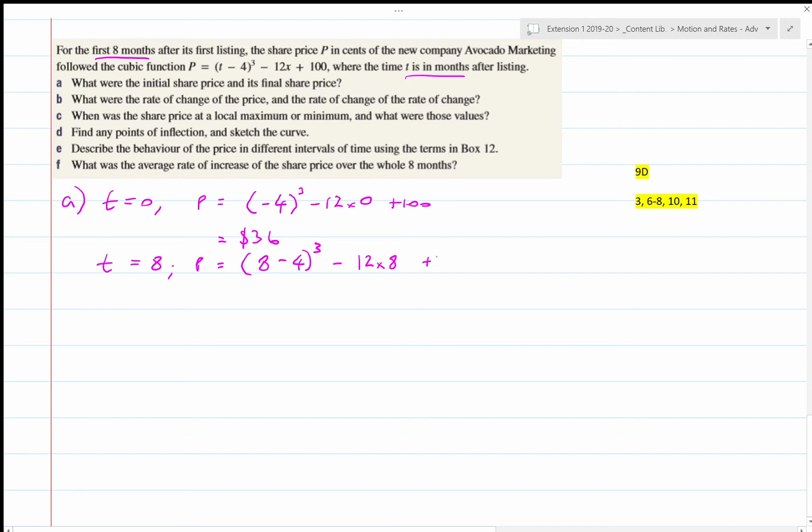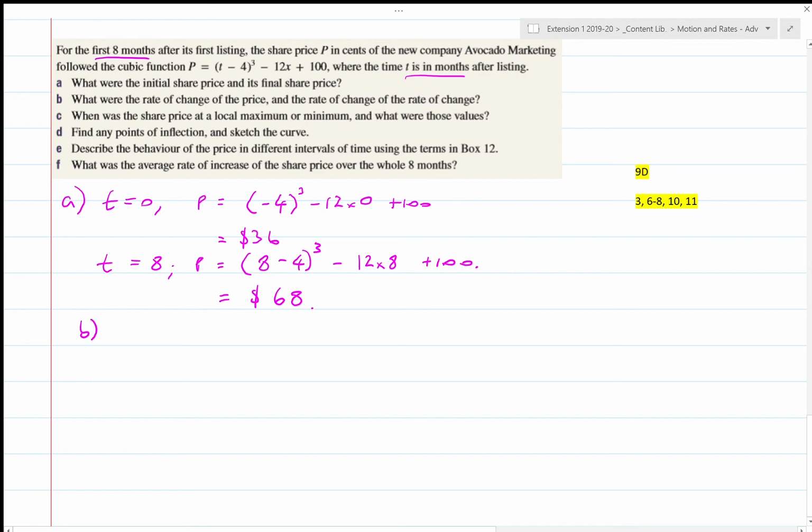Actually read it. So that's positive 64 plus 96. So what's that? Minus 36. That's 96. That's minus 32 plus 100. So that's 68. So I got the calculator out.